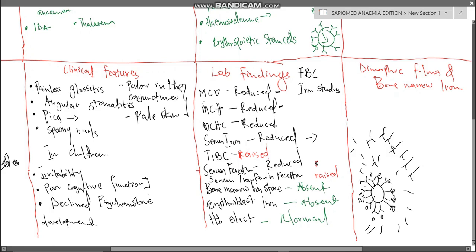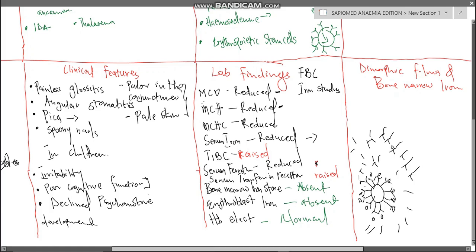All right. Then HB electrophoresis is normal, of course. When we want to talk about HB electrophoresis, then it means we have to talk about thalassemia. It's in thalassemia that we are going to deal much more with the HB electrophoresis. We'll go much into genetics there.